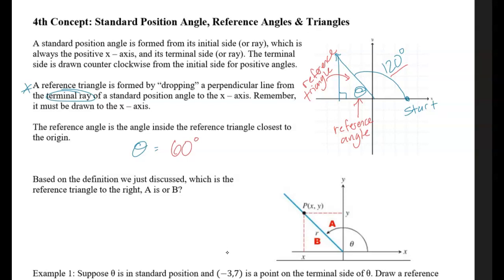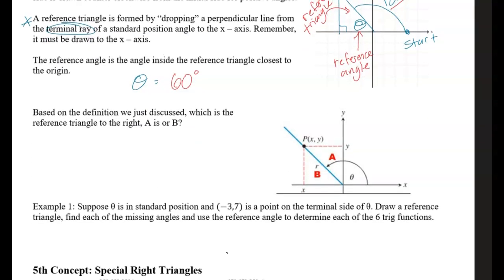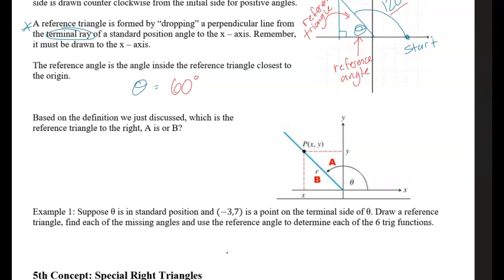So from this definition that we just stated above, which one of these triangles, A or B, is called the reference? B. It's always created by going from a terminal ray, dropping a line down to the x-axis. So it can't possibly be A, because that's a line to the y-axis. I didn't mean to box it.